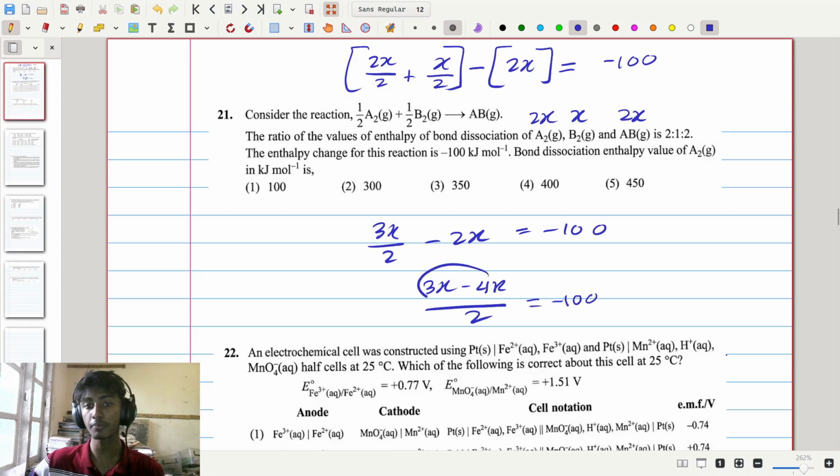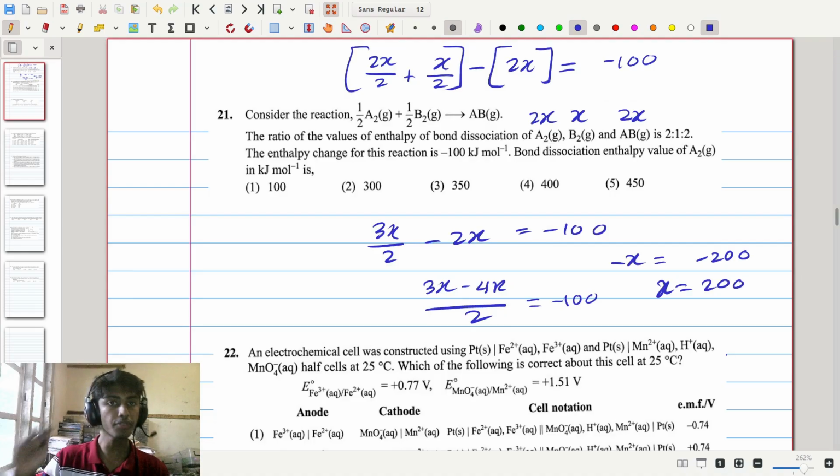And therefore we get negative x, and if we take 2 to the other side, negative x equals negative 100 times 2, or negative 200. And therefore x is equal to 200. Now what we wanted was the value of the bond dissociation enthalpy of A2 gas, which is equal to 2x, or 2 times 200, which is 400. And therefore the answer for this question, the bond dissociation enthalpy of A2 gas, is 400 kilojoule per mole.